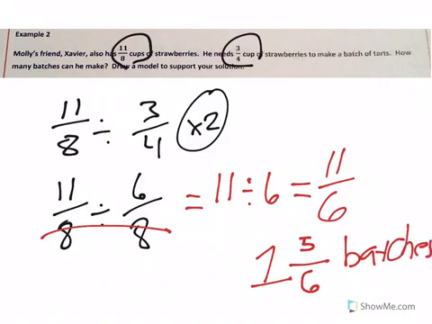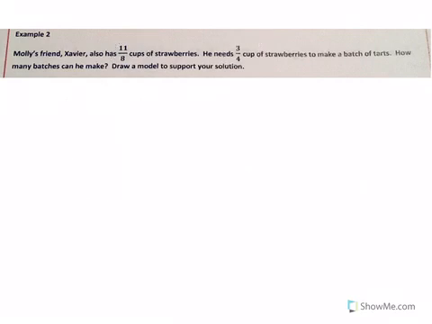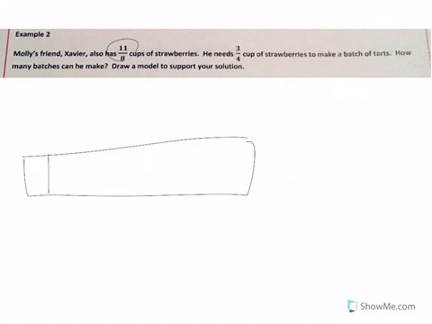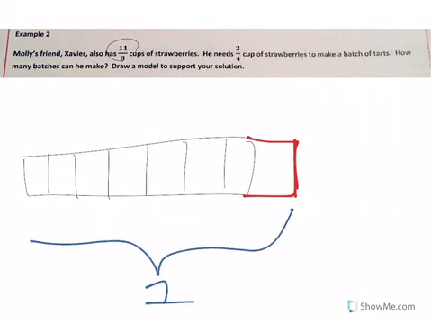Let's look at a visual model of that. First, I'm going to create 11/8. And to do that, I need 8/8, right? 1, 2, 3, 4, 5, 6, 7, and 8. That is 8/8, meaning that is 1. But I know I need 11/8, so what I'm going to do is switch to a different color to know that I'm now extending beyond my 1 whole. That is 1 whole.